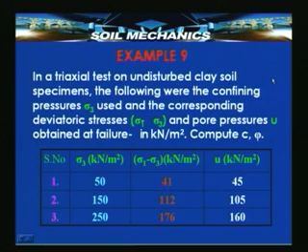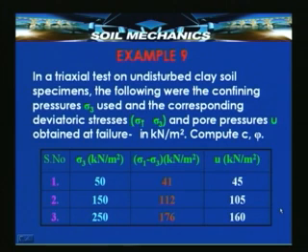Here again is a triaxial test on an undisturbed clay sample, and the confining pressures used were the same 50, 150 and 250 kilonewton per meter square as in the previous example, but the deviatoric stresses are different: 41, 112, 176, and the pore pressures were measured. The pore pressures at failure are 45, 105 and 160.